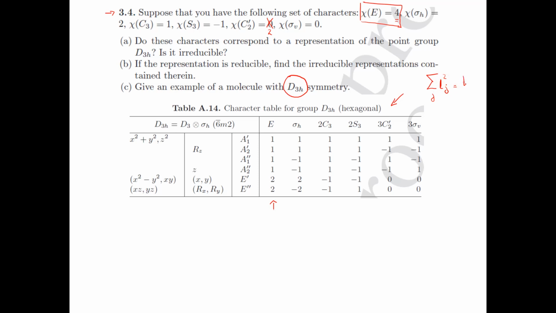And h is the order of the group. In this case, 1, 2, 3 is 12. h is equal to 12. So you cannot have a 4x4 representation because 4 squared is 16. It's larger than 12. Okay, so if it is a representation, then it is reducible. How can I find out if this is a reducible representation of the group or not?